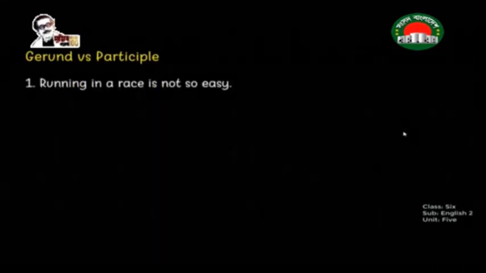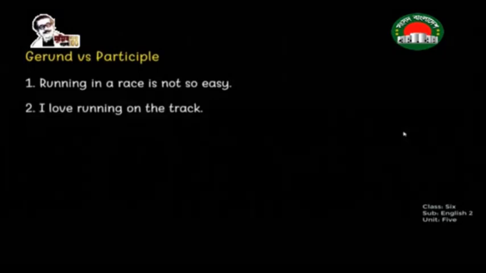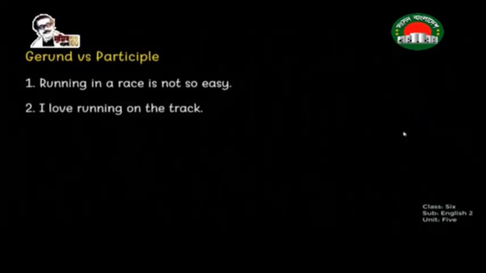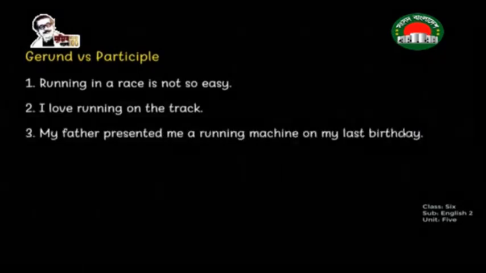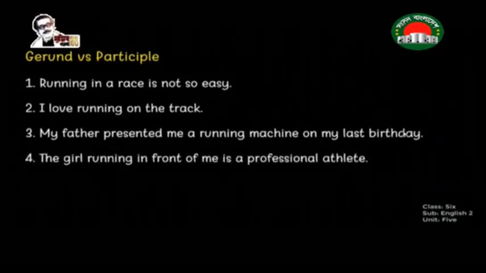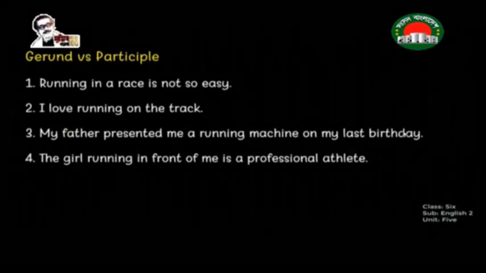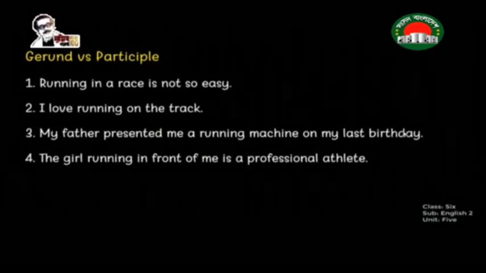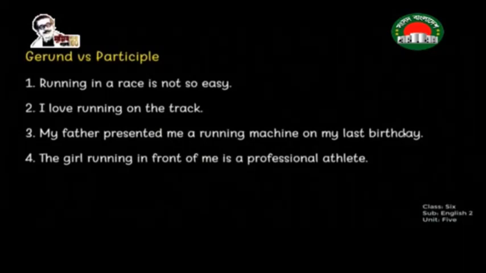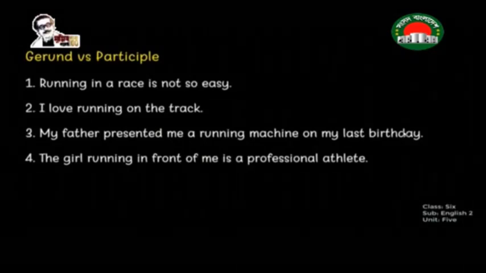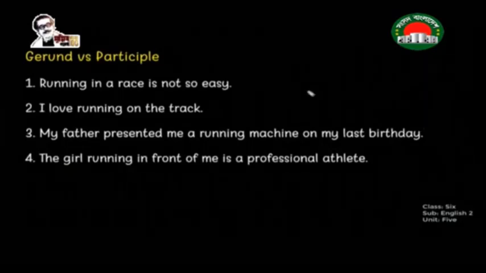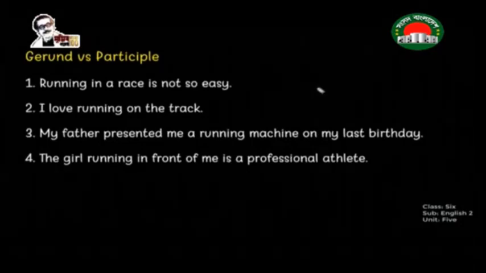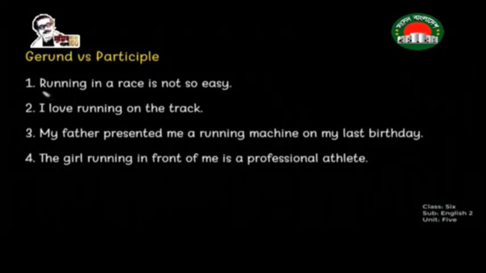Running in a race is not so easy. I love running on the track. My father presented me a running machine on my last birthday. The girl running in front of me is a professional athlete. So let's analyze which ing form of the verb is a gerund and which is a participle. See, these four examples contain the same underlying ing verb.